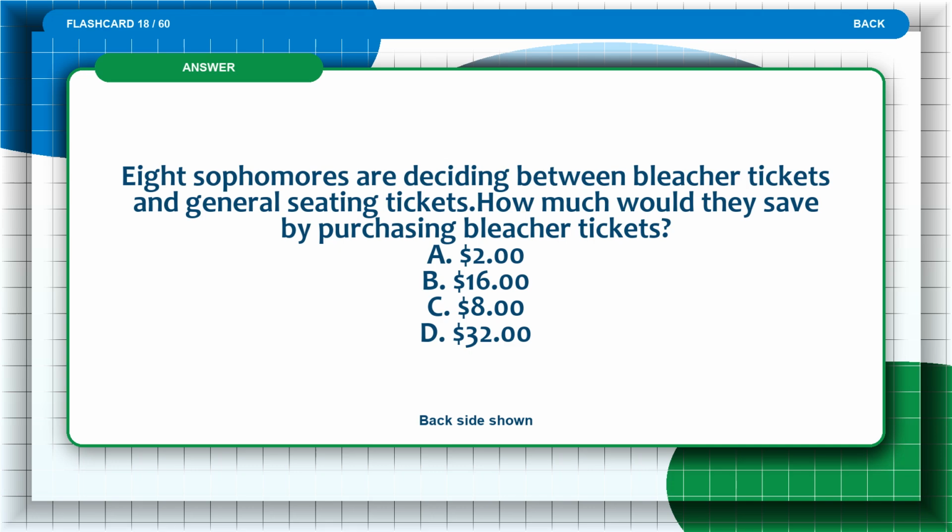The answer is, 8 sophomores are deciding between bleacher tickets and general seating tickets. How much would they save by purchasing bleacher tickets? A) $2, B) $16, C) $8, D) $32.